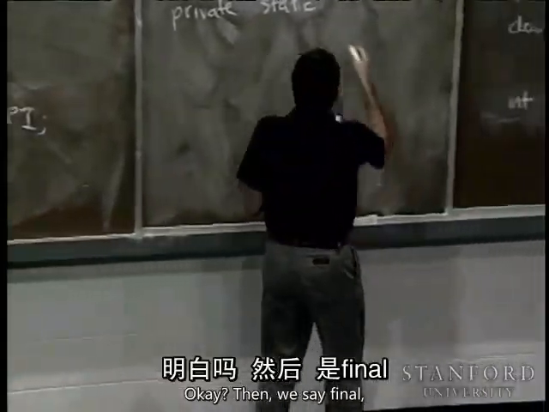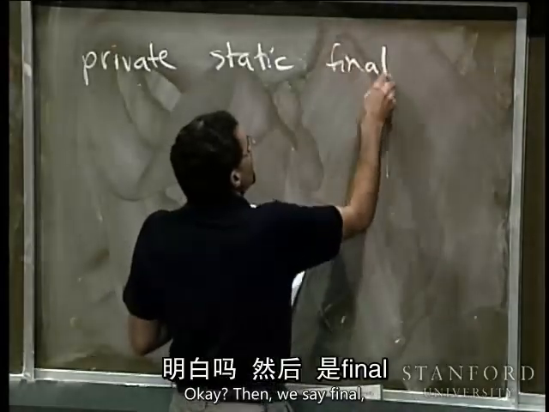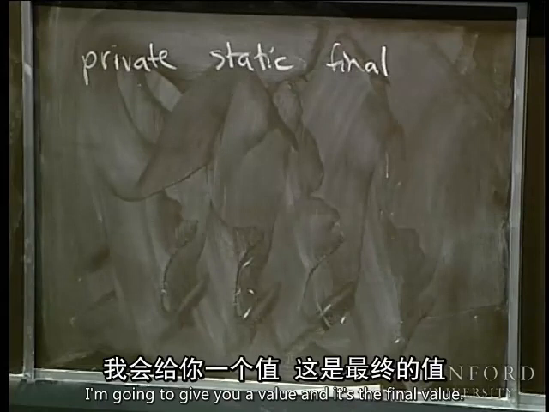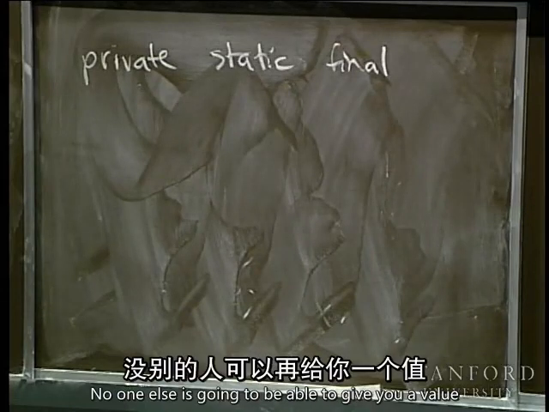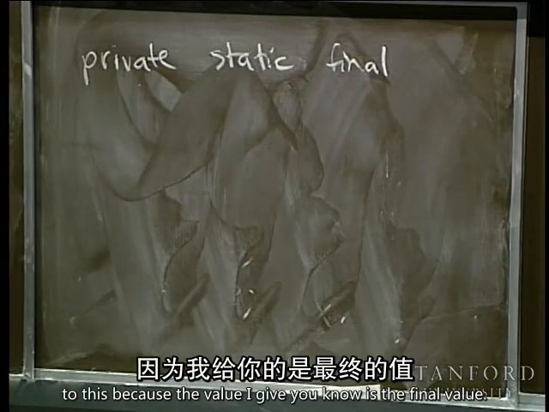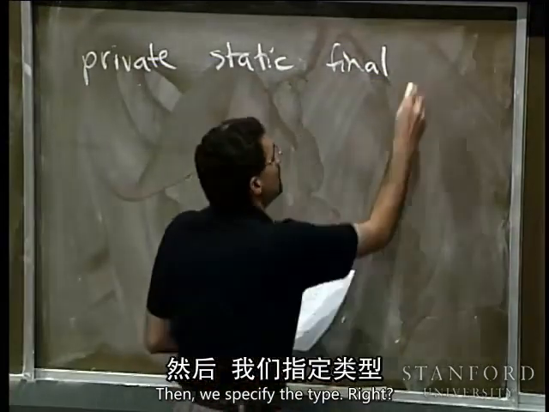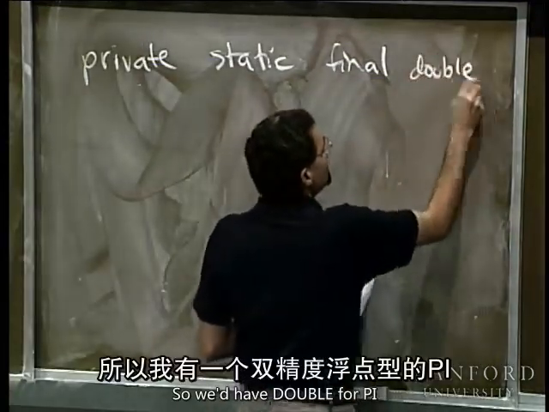Okay? Then we say final, which means get your hands off my pi. I'm going to give you a value, and it's the final value. No one else is going to be able to give you a value for this, because the value I give you now is the final value. Then we specify the type, right? So we'd have double for pi.